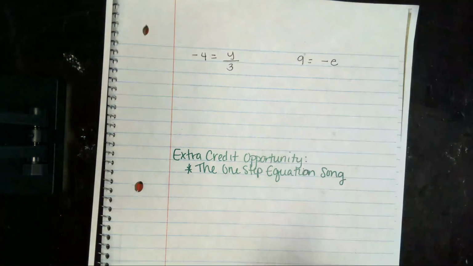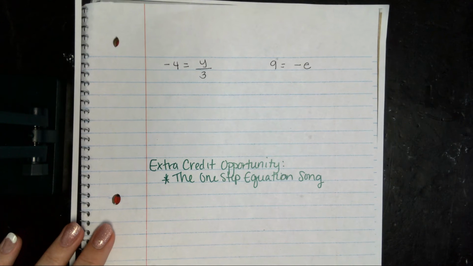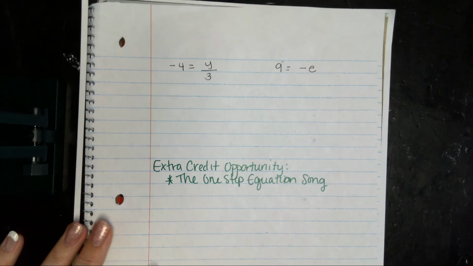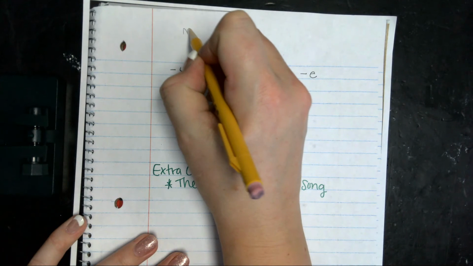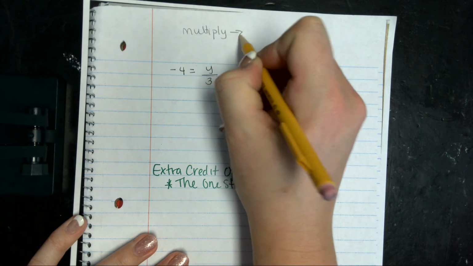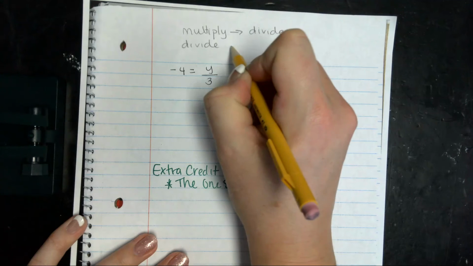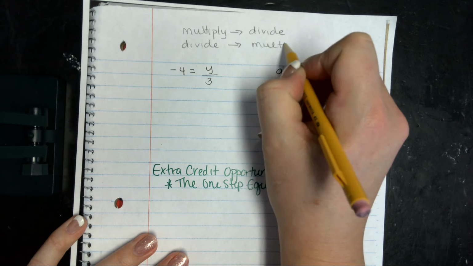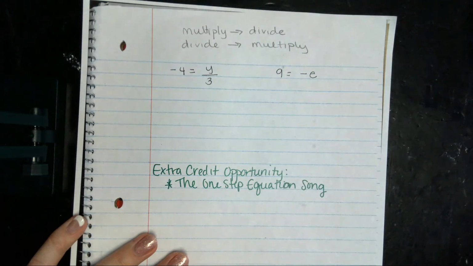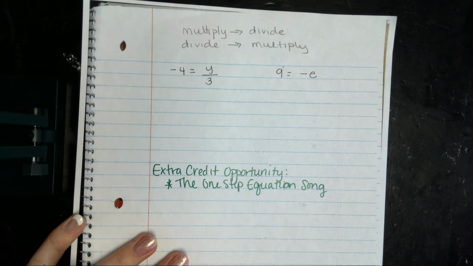Now, here we have two multiplication and division problems. Now remember, the opposite of multiply is to divide, and the opposite of divide is to multiply. These are my inverse operations. All right? Now, what I have here in my first problem is -4 equals y over 3.